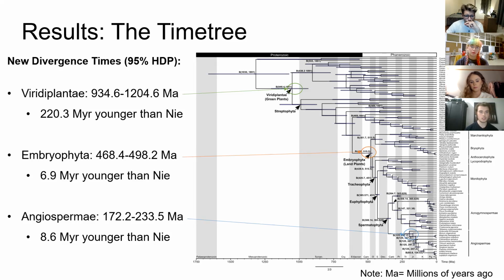And then just to give you a brief comparison between our results and those of Nee, you can see that there's a huge discrepancy in how much difference there is between the older end of the tree and the younger end of the tree. For instance, for green plants, our estimates give an origin date that is 220.3 million years younger, whereas for Embryophyta, it's only a difference of 6.9 million years. I'll elaborate on that soon.